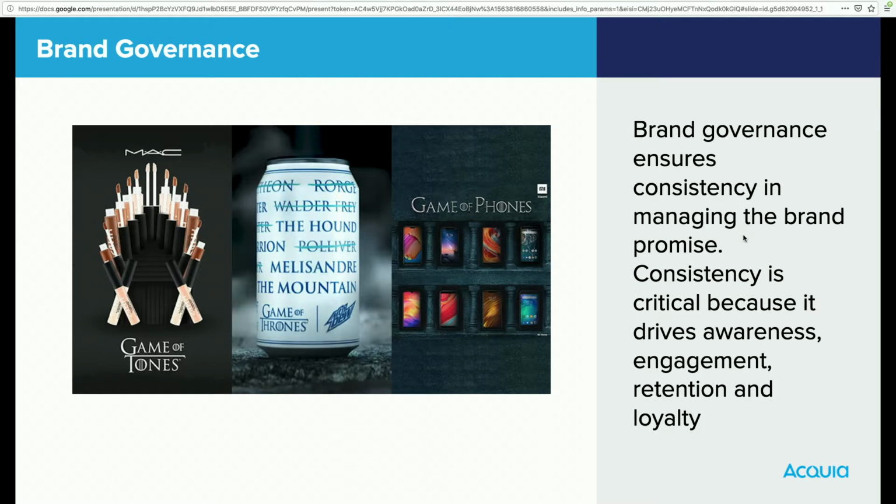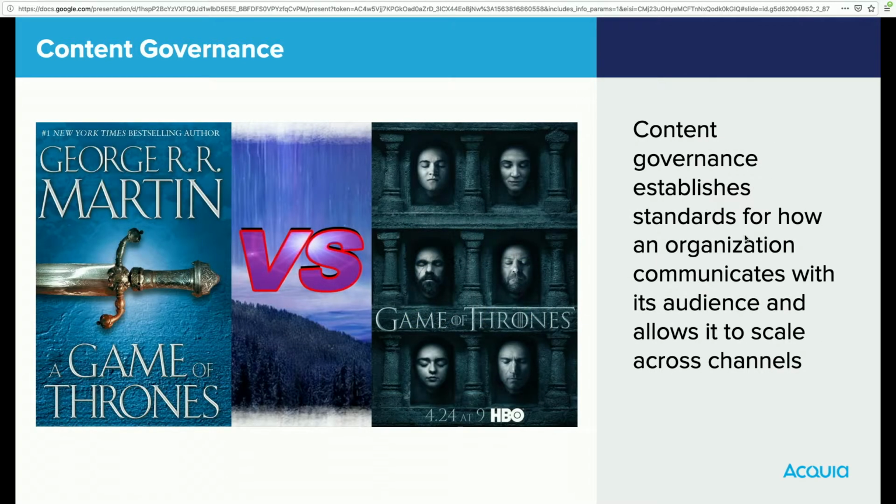The next type of governance is content governance. Content governance helps establish standards for how an organization communicates with its audience and then allows it to scale across different channels. Content and how you communicate varies by medium, and it needs to be adhered to. So if the creators of Game of Thrones had used the same content as George R.R. Martin did, there would be at least 20 seasons, but none of them would have the ending.